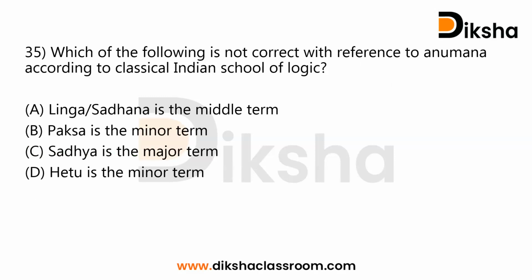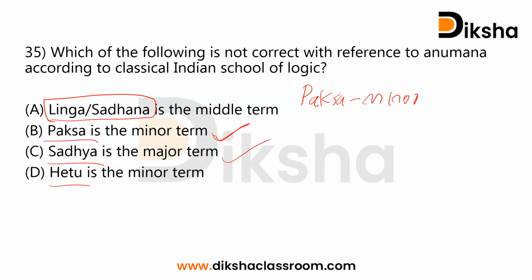We are moving to the last question of logical reasoning. Which of the following is not correct with reference to Anumana according to the classical Indian school of logic? Anumana is a type of Pramana in Indian logic, and basically there are three terms to Anumana, that is Paksha, Sadhya and Hetu. Paksha is the minor term, Sadhya is the major term, and Hetu is the middle term, and Linga or Sadhana is another term for Hetu.